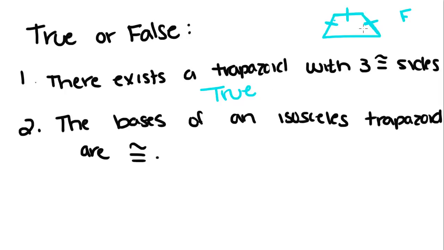The bases of an isosceles trapezoid are congruent. Well, we just answered that. It's the legs that are congruent. So that is false. So that's all we have on trapezoids. But make sure you come and watch the next lesson where we're going to talk about midpoints and the median of a trapezoid.